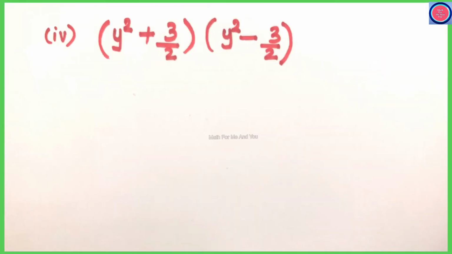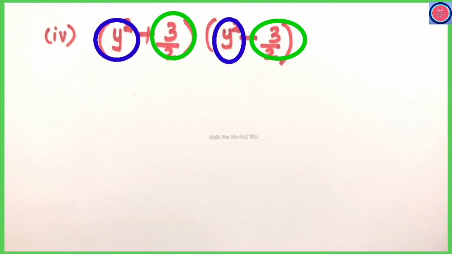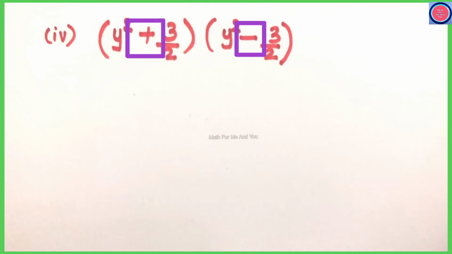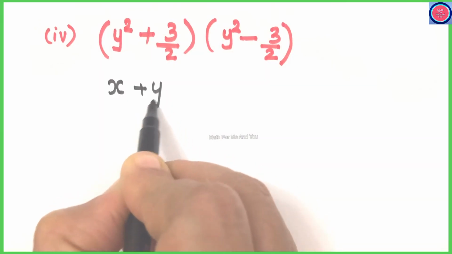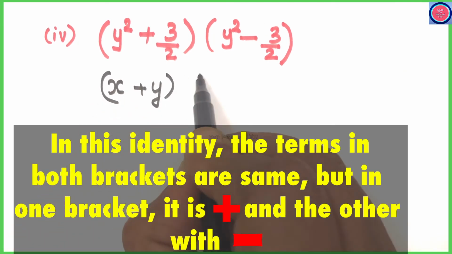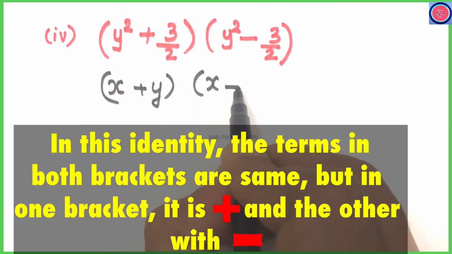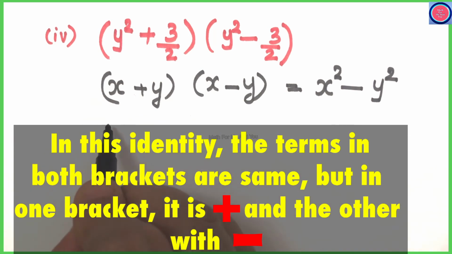Fourth question is y square plus 3 by 2 times y square minus 3 by 2. Both the brackets, the first term is y square and the second term is 3 by 2. Both the brackets, the first term as well as the second term, same. Only the difference is the first bracket terms connect with the plus, the second bracket terms connect with minus. So here we have to use the identity x plus y times x minus y. Its result is x square minus y square.